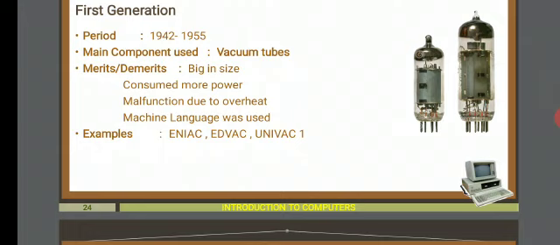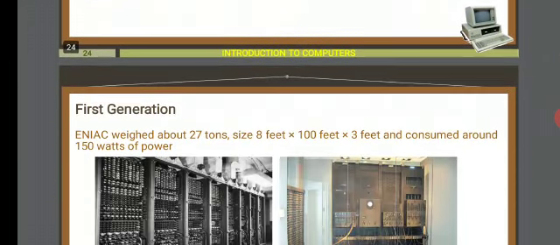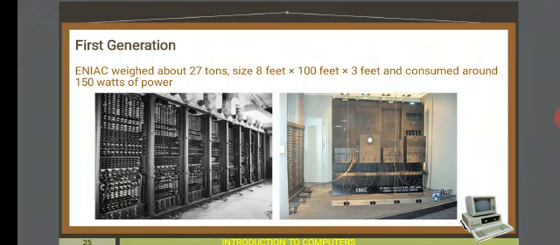So these are the first generation computers, and examples are ENIAC, EDVAC, and UNIVAC. You can see the computer here. See the size of the computer, it was so big, like room size, right? ENIAC weighed about 27 tons, with a size of 8 feet by 100 feet by 3 feet, and consumed around 150 watts of power.